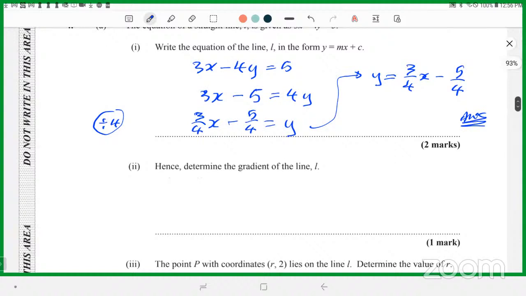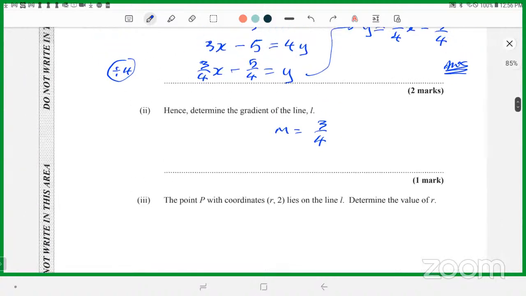Simple as that. Next thing I want us to determine the gradient. The gradient is just the m. So I'm just going to write m. This is the m. The gradient m is equal to 3 over 4. Let's write it down. 1 mark for it. As I said, hence, this is the gradient. I'm telling you that the gradient is m, this common m right here.